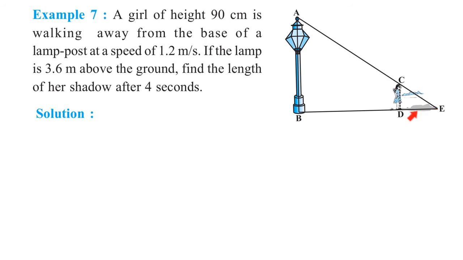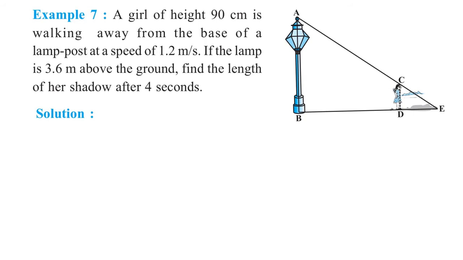So from the figure, CD is the height of the girl, which is 90 centimeters. AB is the height of the lamppost, which is 3.6 meters. So there's a difference in the unit. You need to be careful. The question is, find the length of the shadow of the girl. And the shadow is DE. Let that length DE be equal to X.